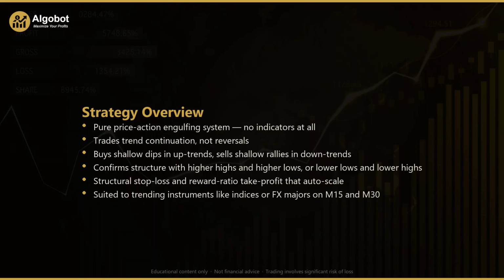Because there are no indicators involved, everything the strategy measures comes straight from the candle data itself, the open, high, low, and close of closed bars. It defines trend structure by comparing two equal windows of bars and checking for higher highs and higher lows, or lower lows and lower highs. It measures how shallow the pullback is as a fraction of the recent leg, and it sizes its stop loss and take profit as fractions and multiples of the signal candle's own range. That design choice is important because it means the strategy auto-scales to any symbol and any time frame without needing point sizes or volatility readings.